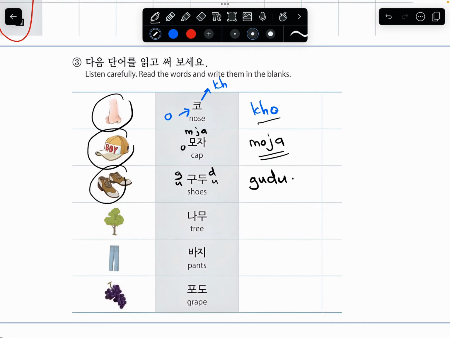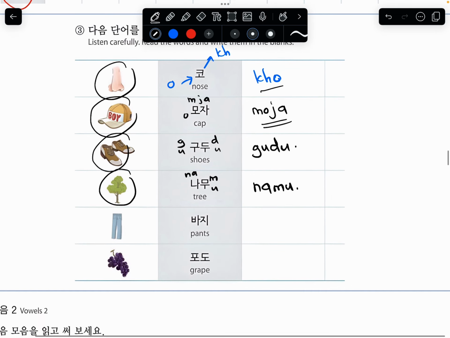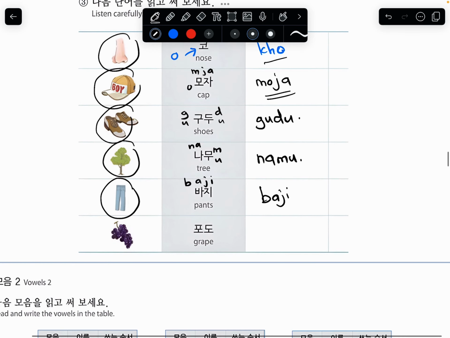And then we have namu. So the sound should be namu. Namu is a tree. And then we have baji. So the sound should be baji. Baji is pants. And then we have podo. So the sound should be podo. Podo is grape.